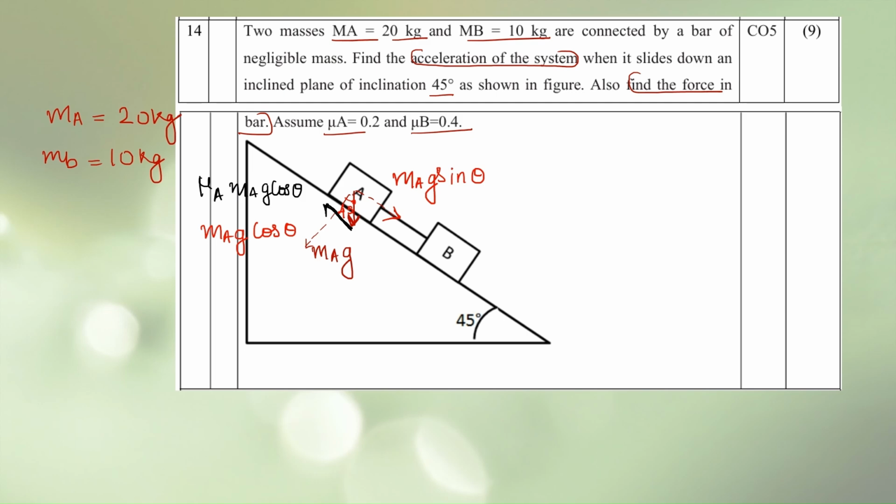Okay, and if I am considering my body B, the weight of MB is MB into G. I can resolve this into two components, this is 45 degree, this is MB into G into sine theta, and this is MB into G into cos theta. Here also the frictional force is acting in the opposite direction, and the magnitude of this frictional force is mu B into MB into G cos theta.